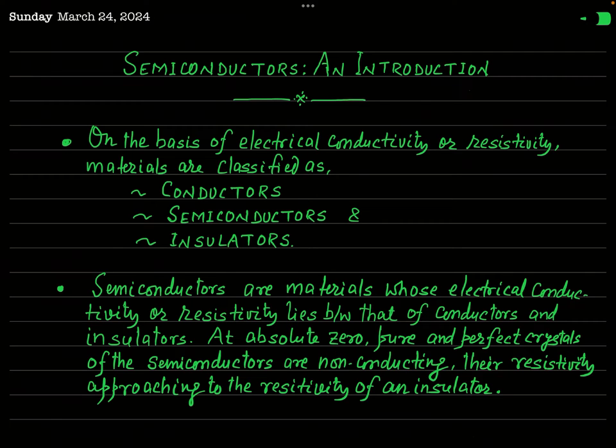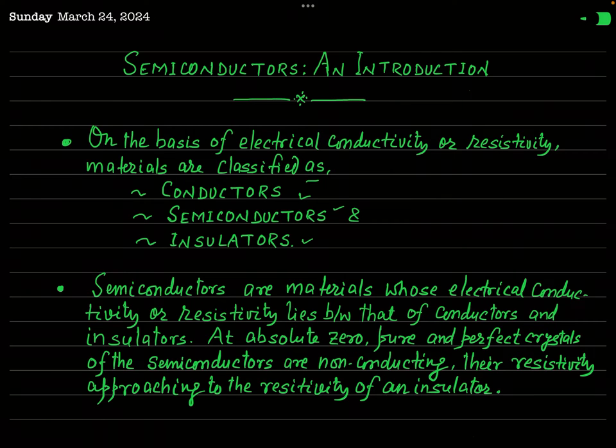So now let us start to know about an introductory fact regarding this semiconductor. I hope you all know, on the basis of electrical conductivity or electrical resistivity, materials are classified basically in three groups or three categories or three classes. And what are those classes? Those are conductors, semiconductors, and insulators.